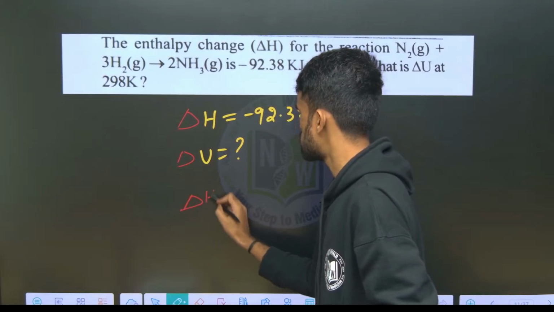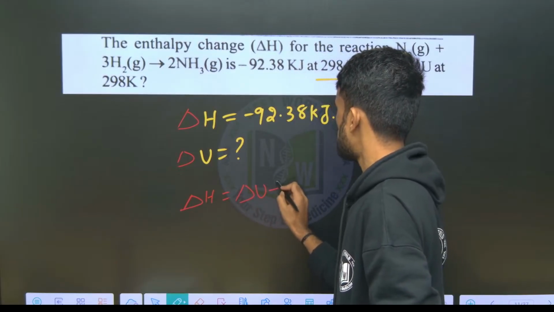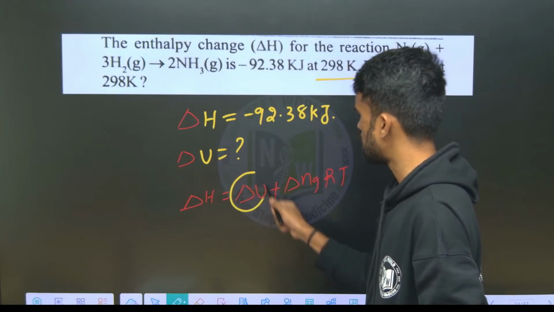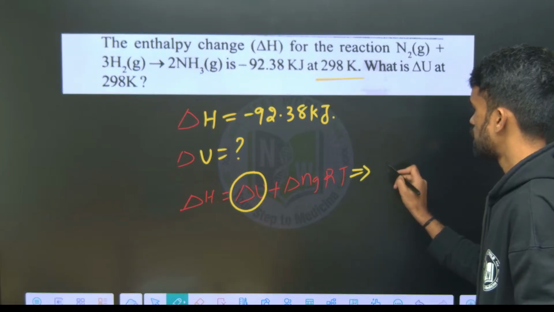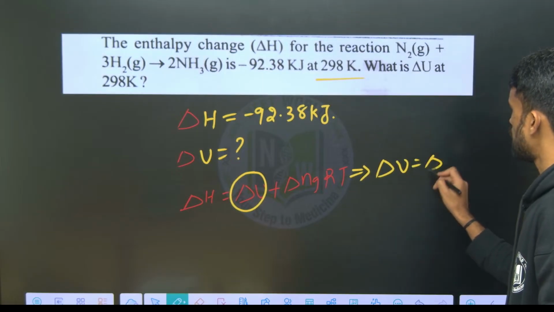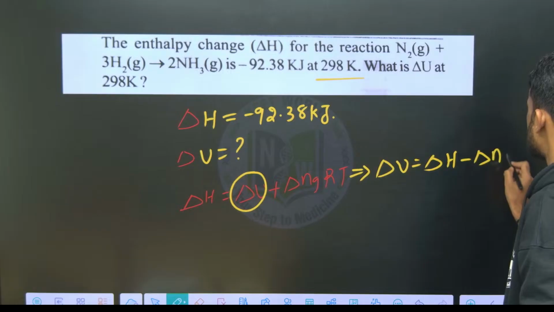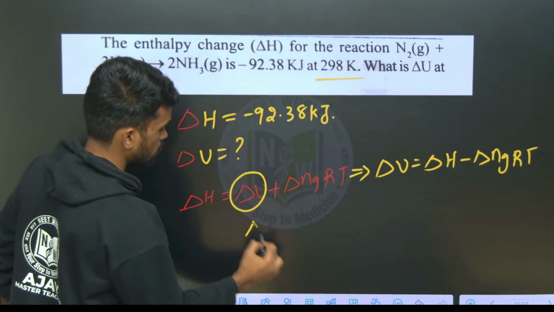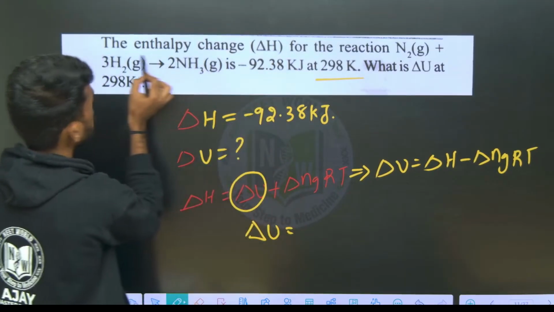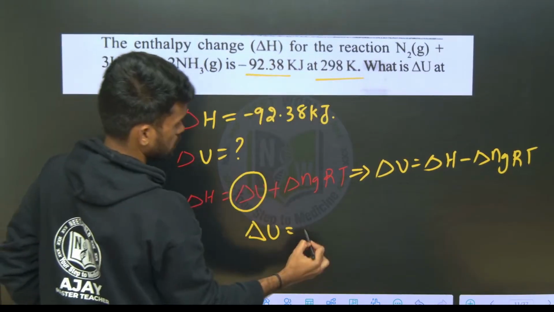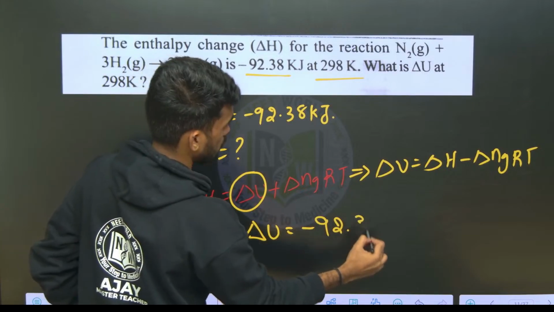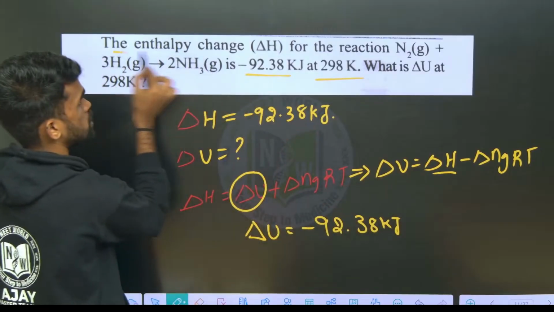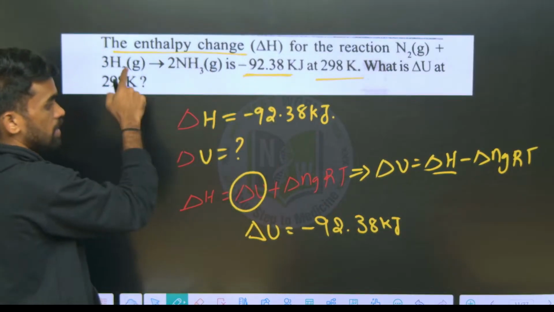Delta H equals delta U plus delta Ng RT, right? But here I want delta U. So you can write delta U equals delta H minus delta Ng RT, right? Yeah. So now what are you going to get here? Delta U equals delta H, how much is it? Minus 92.38 kilojoules, mentioned. Delta H is mentioned. The enthalpy change is this much for this reaction.